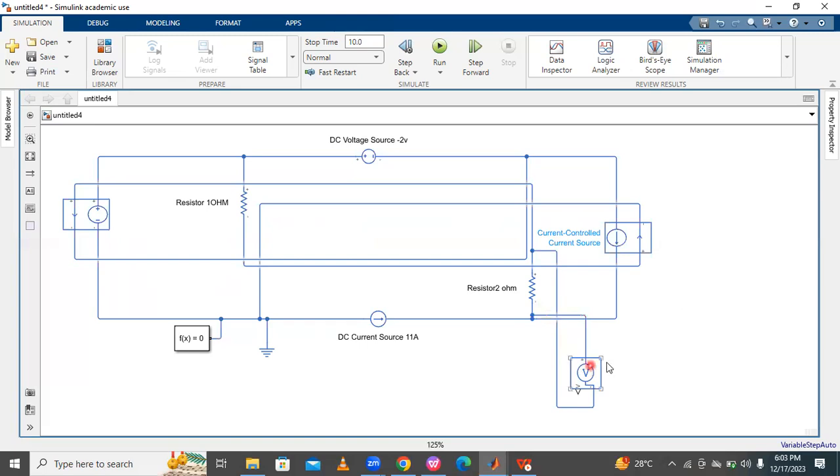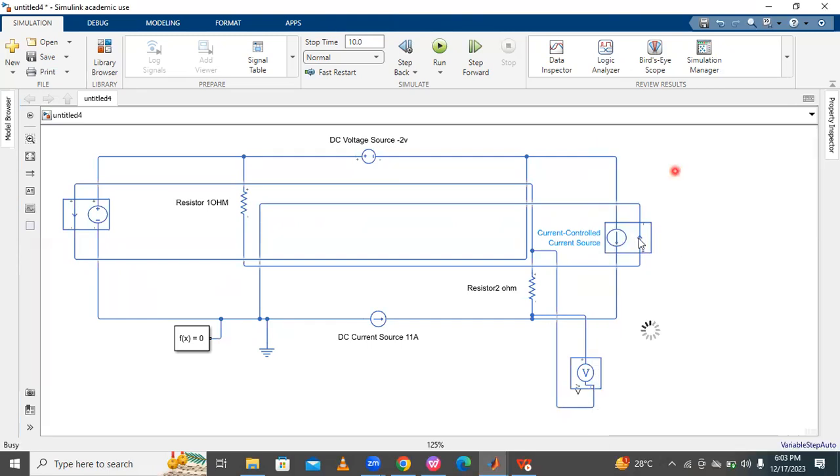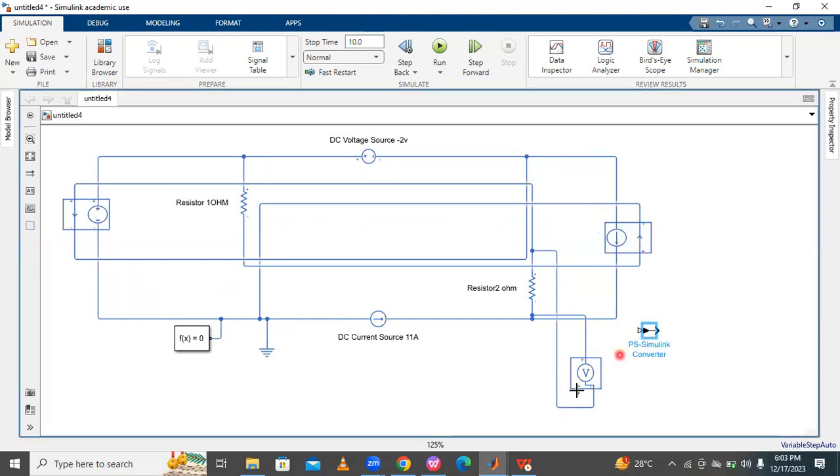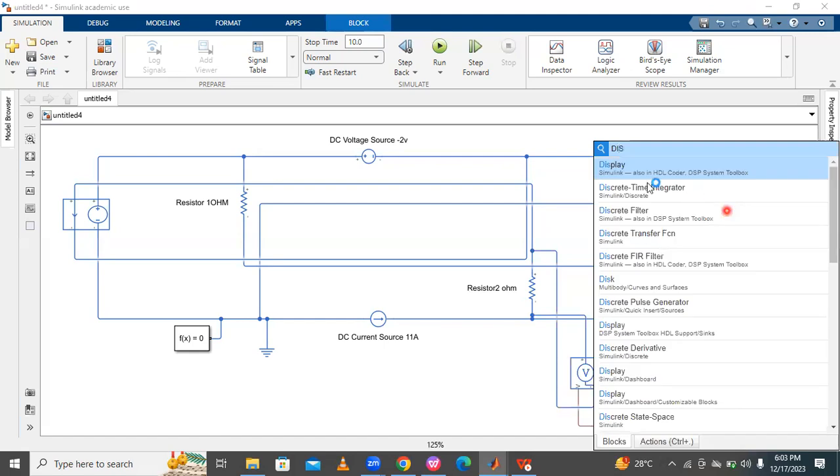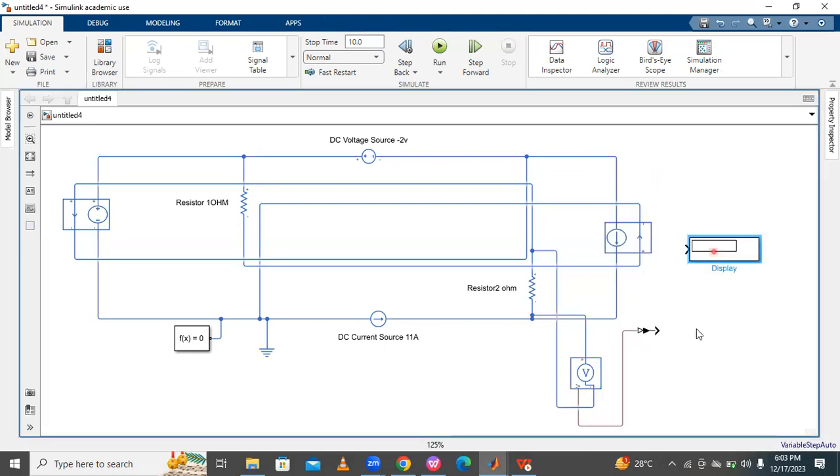Okay. And take one PS Simulink converter, and connect this PS Simulink converter to this. And a display is required to show the value of voltage. And this way we can connect the voltage measurement. If you want to connect the current measurement, it is also possible in series with this. So I want to measure the voltage across the 2 ohm resistor. That's why I connected here one voltage measurement, and then simulate.